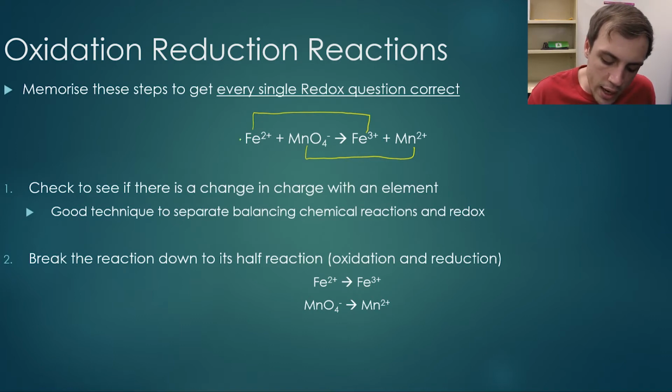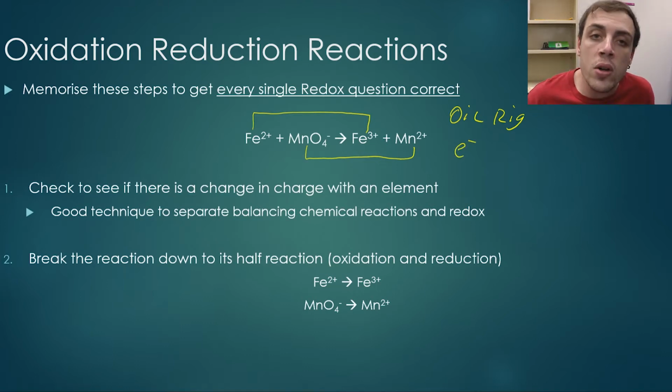So if we have a look at our iron over here, we've got iron 2+ to iron 3+. So we look at the differences here. Iron 2+ to iron 3+. So what is happening to iron? The answer is, because that charge is increasing, remember OIL RIG, because the charge is going up and electrons are negative, it's being oxidized. It's losing electrons because this charge is going up. We can say that iron is being oxidized.